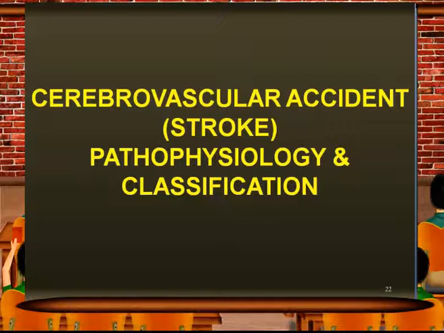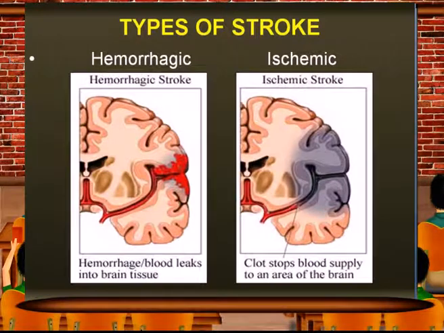Now let us see, in part 2 of the stroke, the pathophysiology and classification of stroke. If you look at the types of stroke, you see hemorrhagic stroke or ischemic stroke. In this picture you can very well see the hemorrhages on the left side. On the right side there is an infarct where the clot has stopped the blood supply of an area of the brain, leading to an infarcted area.